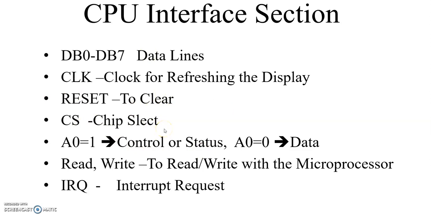When the chip select is low, that means the 8279 is enabled. Whereas A0 is 1 means the control or status information is transferred, whereas when A0 is 0, the data will be transferred. Next one is read and write. These pin inputs enable the data buffer to receive or send the data over the data bus. So next one is IRQ, interrupt request.